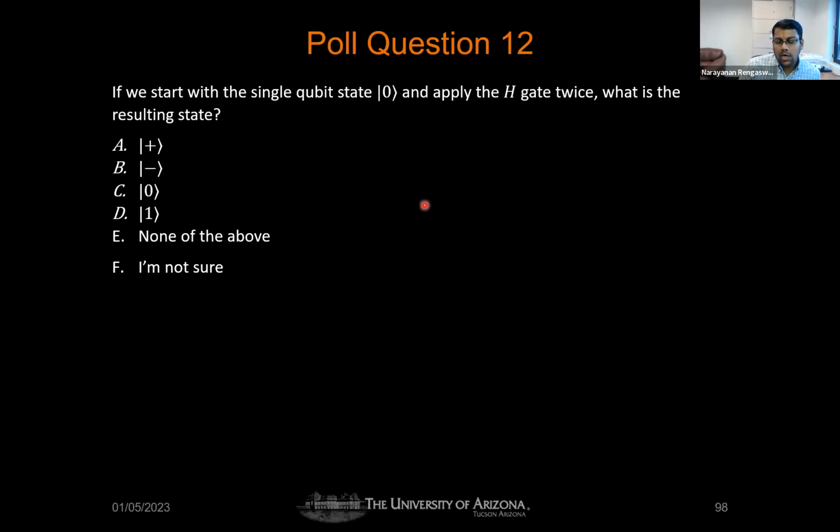Okay, perfect. So you start with 0 and Hadamard is its own inverse. So if you apply it twice, you get back to 0. Perfect.